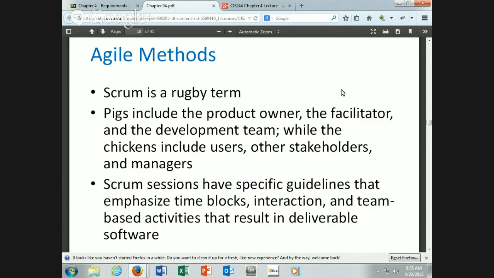So pigs include the product owner, the facilitator, and the development team, while the chickens are the users, other stakeholders, and managers, just different levels of who's involved, what their commitment level is, and what their impact is. So Scrum sessions have specific guidelines that emphasize time blocks, interaction, and team-based activities that result in deliverable software.